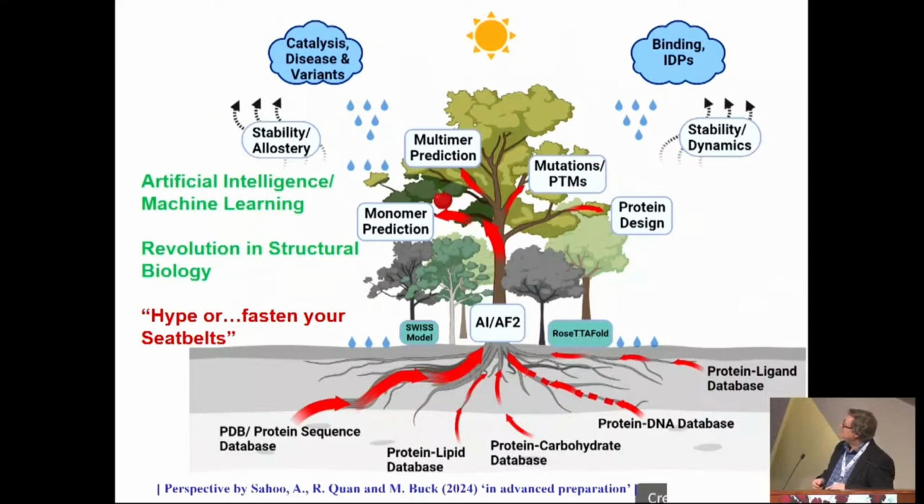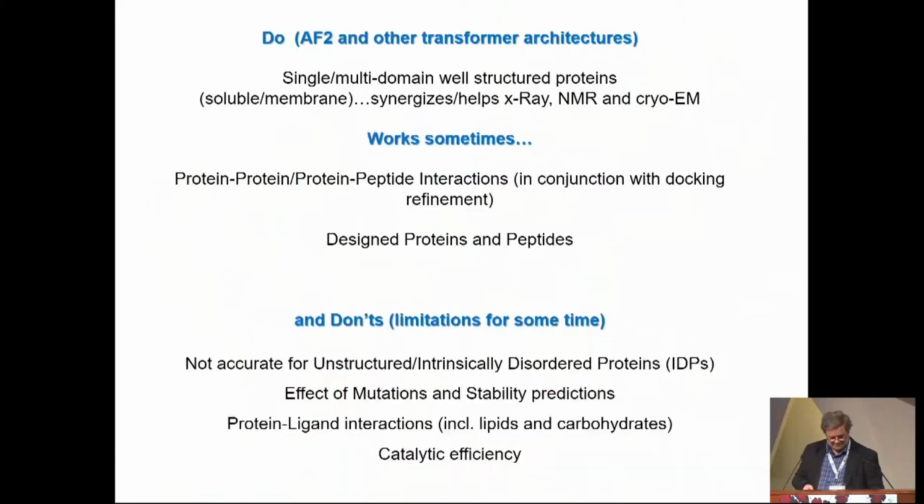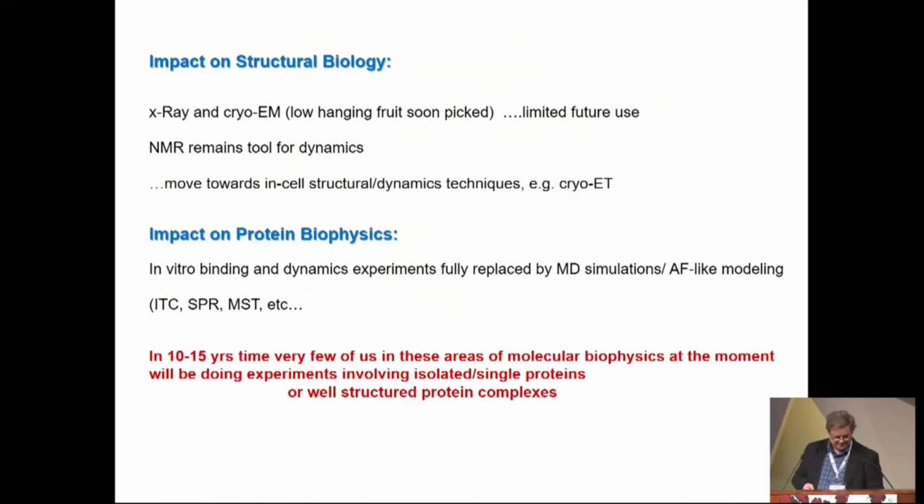And this is a slide we're putting together for perspective. It depends on what structures and information you put in here into the tree trunk, the software, machine learning, and AI to go into the branches. Here, monomer predictions are pretty accurate. Multimers are coming along. Protein design is making some progress, but other things are sort of in the clouds, as it were. And I'll skip a few things.